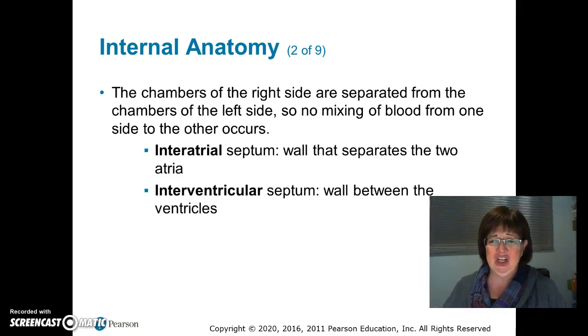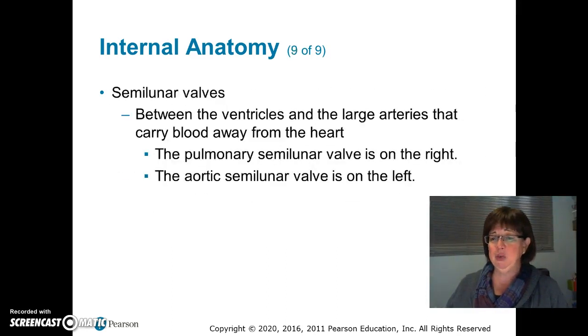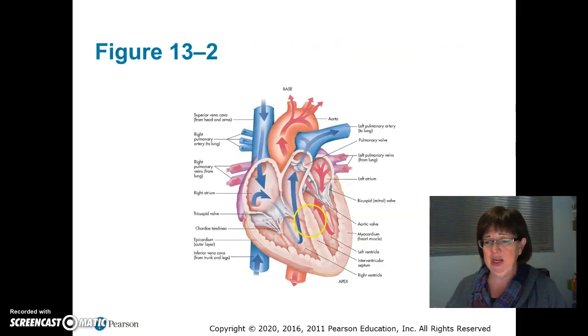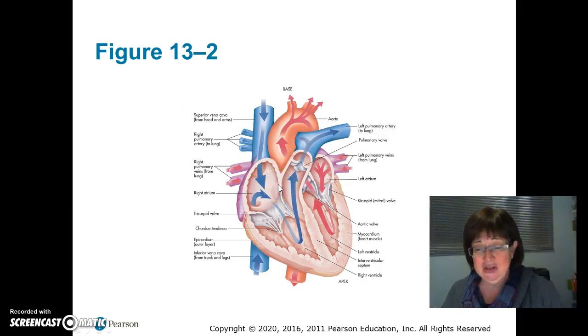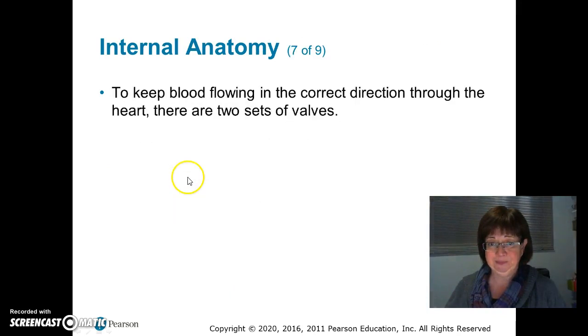Then there's something called a septum, which is basically the wall in between. The septum between the atria, right here, is called the interatrial septum, and the septum between the ventricles is called the interventricular septum. Those are just parts. We'll talk a little bit about the septum when we talk about the bundle fibers going down.